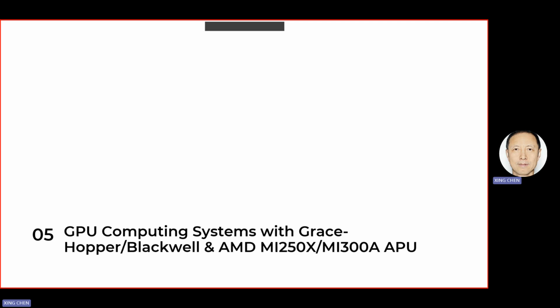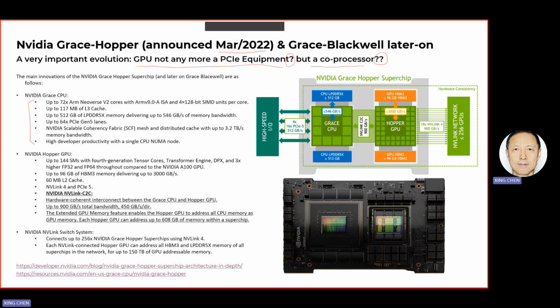Okay, Section 5: GPU computing systems with Grace Hopper, Grace Blackwell superchip, and the GPU computing systems with AMD MI250X GPU and the MI300A APU. We are going to have a look at the GPU computing systems with all these products. So let's start with the Nvidia Grace Hopper.